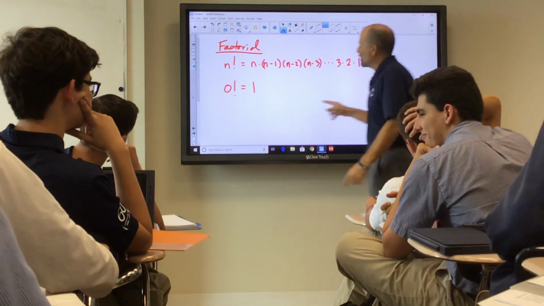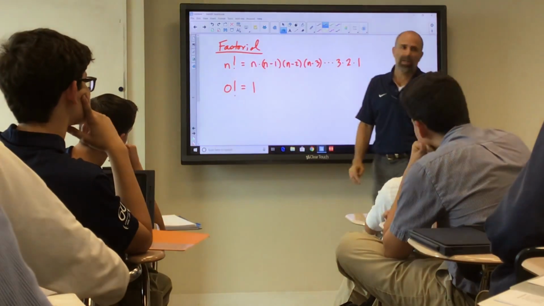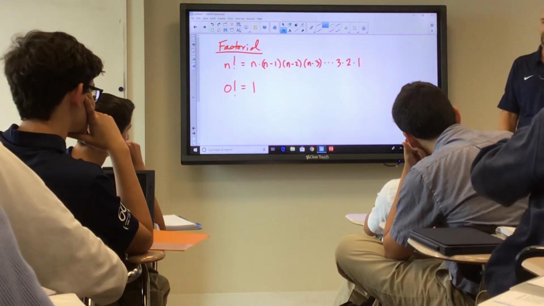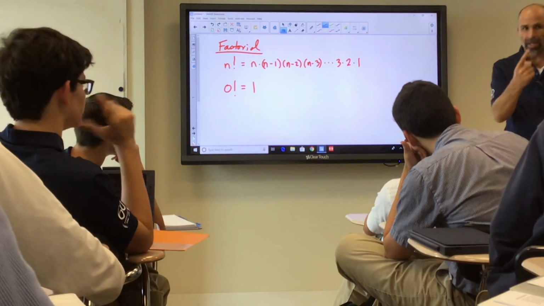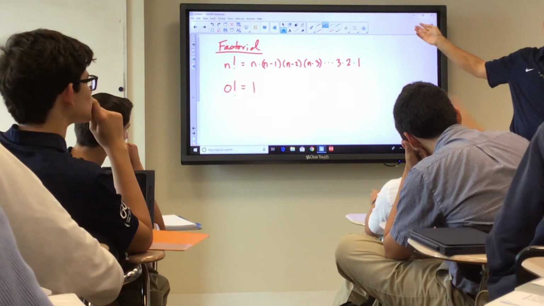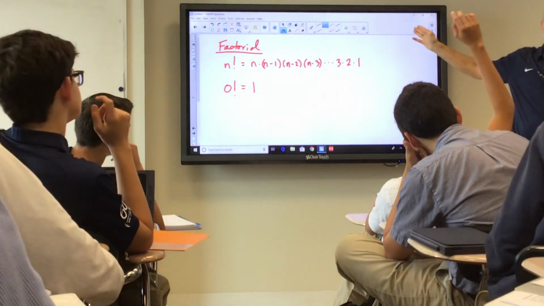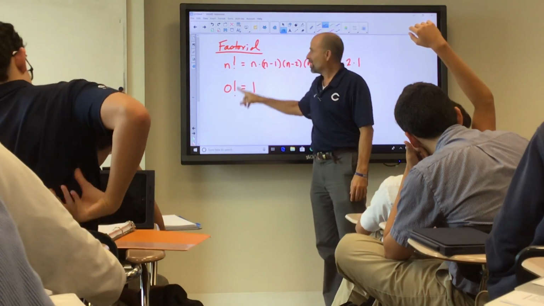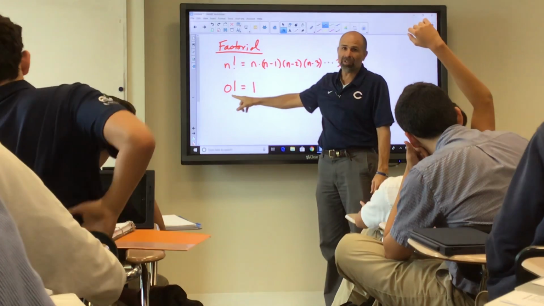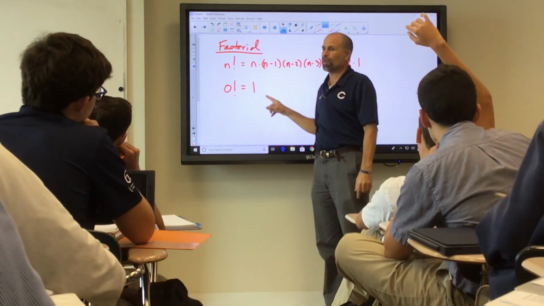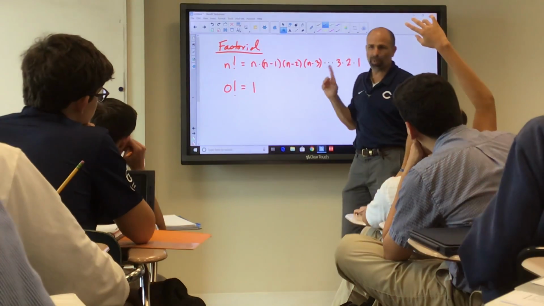Now, the reason 0 factorial is 1: if I have no things, how many different ways can you order nothing? 1 way. This is a conceptual thing. That's why it has to be written by definition. This is not something I can actually calculate. These I can calculate, this I can't, so we use the notion behind what it means to come up with a value. 0 factorial is 1, and we're going to see the value of that later.